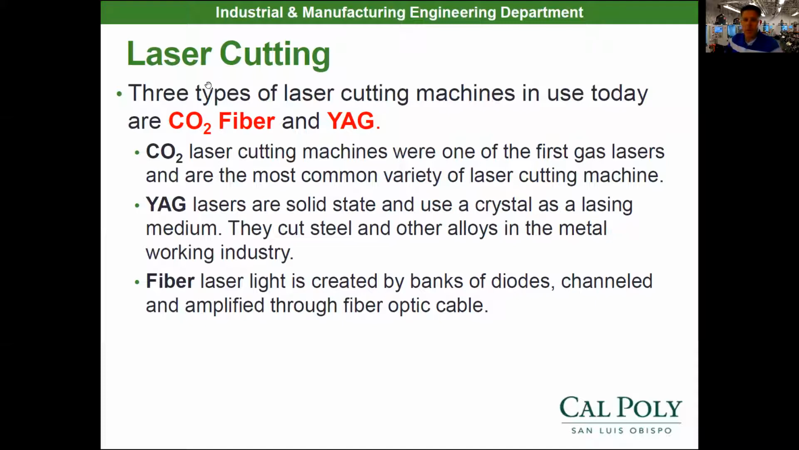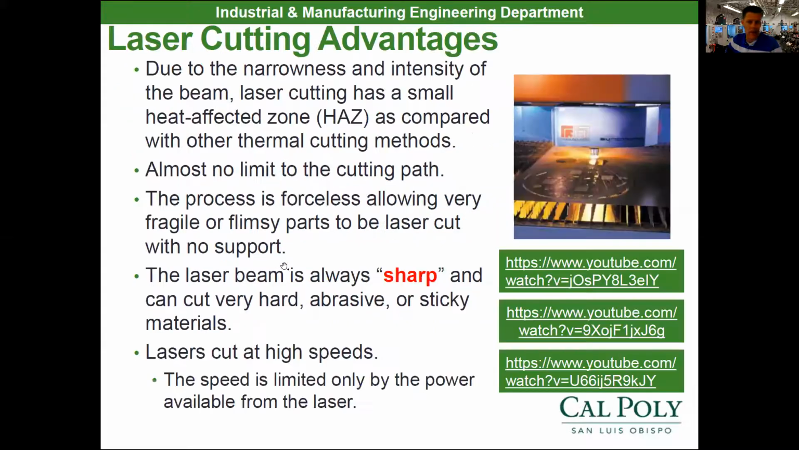So what I want you to know though is these are the three different mediums or the ways that they generate the laser beam right here: CO2, YAG, and fiber. So the cool part about this laser cutting is the laser beam never gets dull, and there's almost no limit to the cutting path. So it's a forceless process. I can just place the parts down on the table. That laser beam's always sharp, as long as the CO2 doesn't leak out of our basically photon generator. That's the only way it could really go bad, is the laser medium piece gets a leak in it and it has to then be rebuilt, or you have to get a new one.